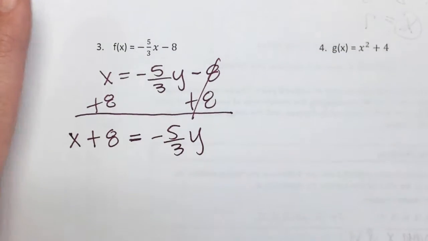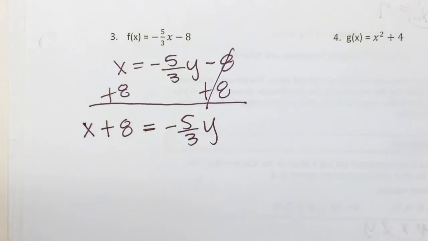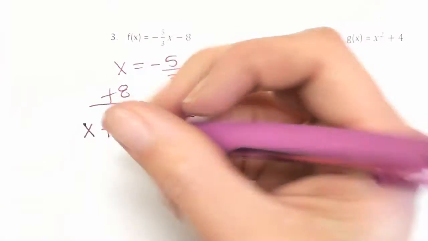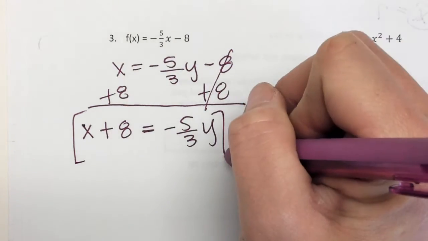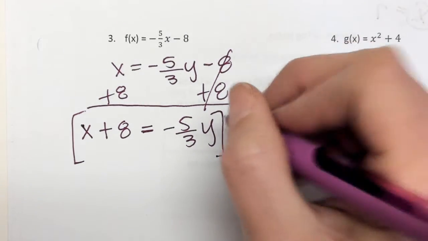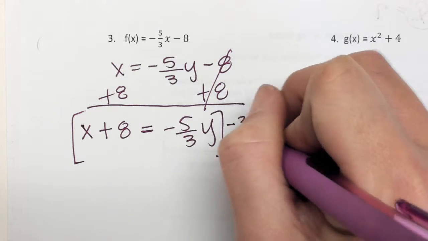Next. You could divide everything by 5/3. Wouldn't that be kind of messy over here? So what's... Yes. Multiply by the... Close. Reciprocal. Good. Which is what here? Negative, right?